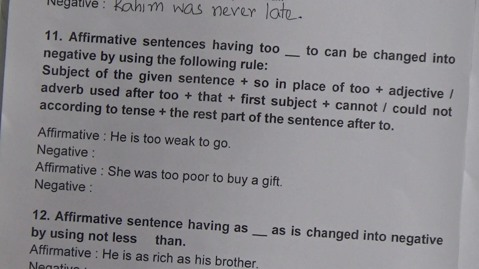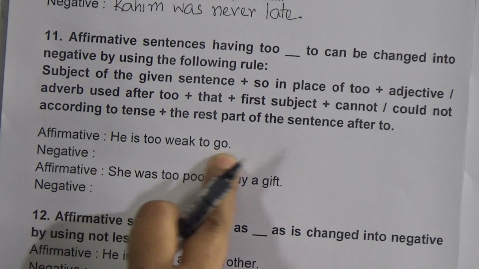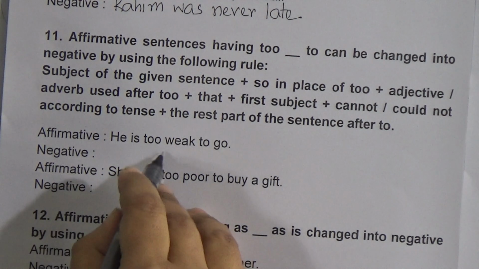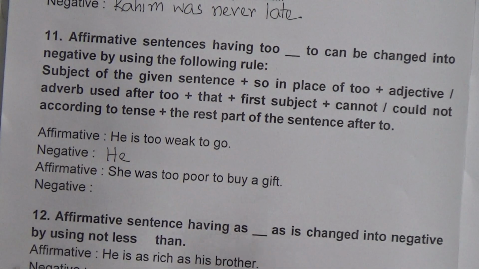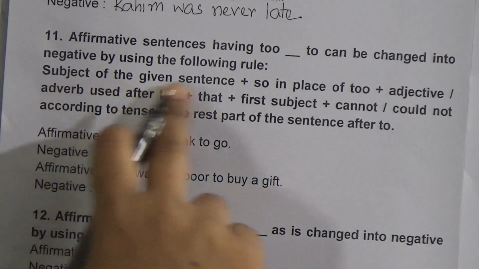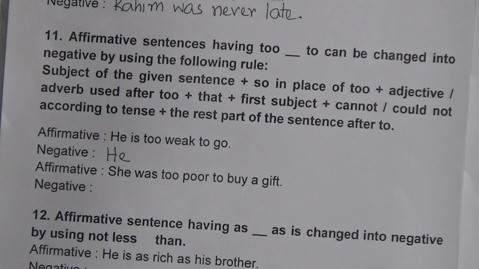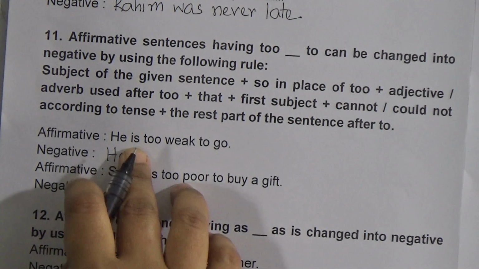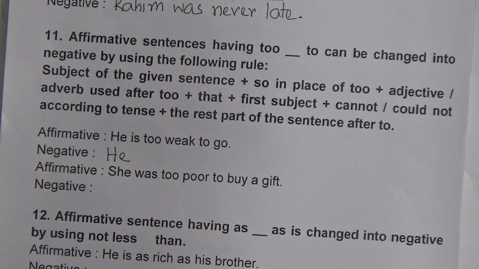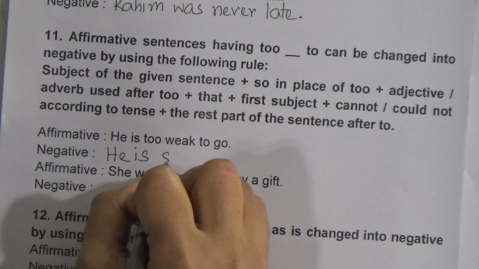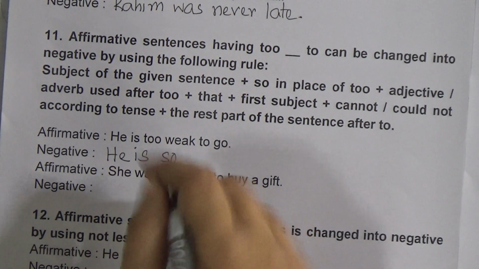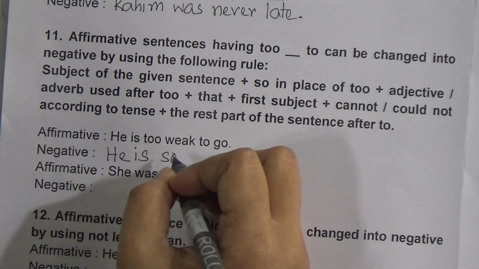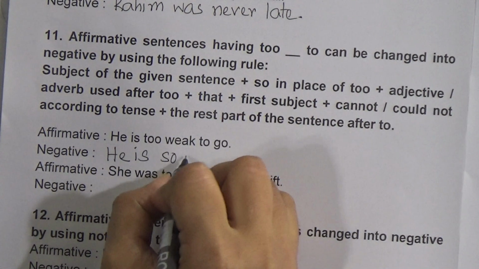Now look, he is too weak to go. He is too weak to go. Now look at this example. At first we will write here he, according to our structure. So, the subject of the given sentence, then we will write so in place of too. Now look, what is the verb here? It is, and of course you need to write the verb here. So, he is so, then we will write the adverb or adjective after so. We will write here weak.